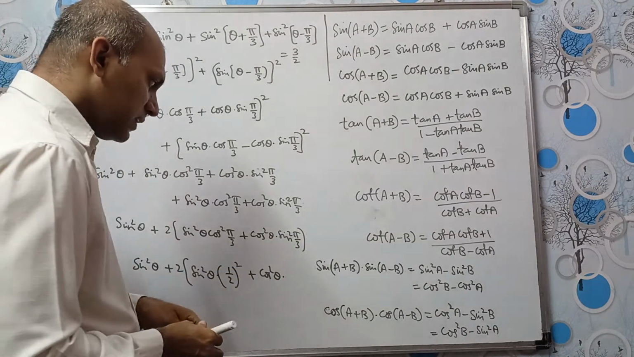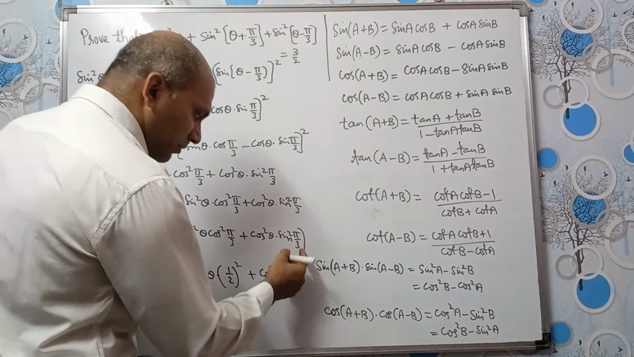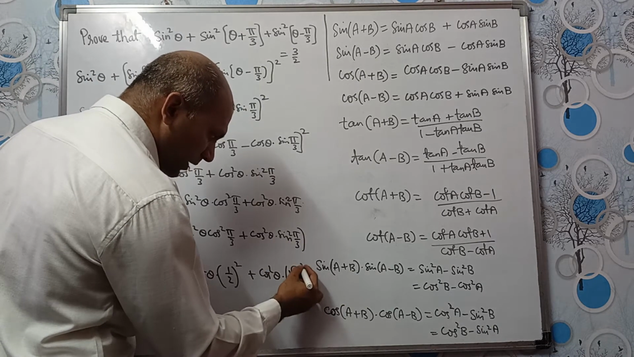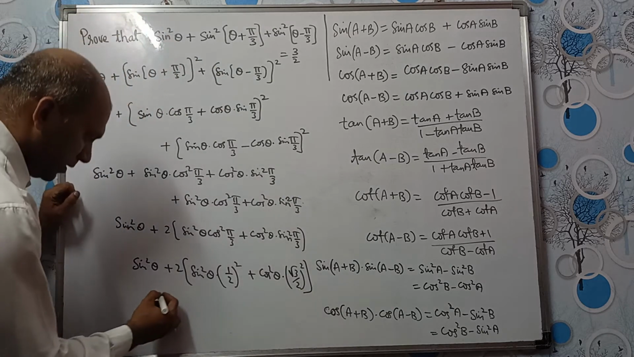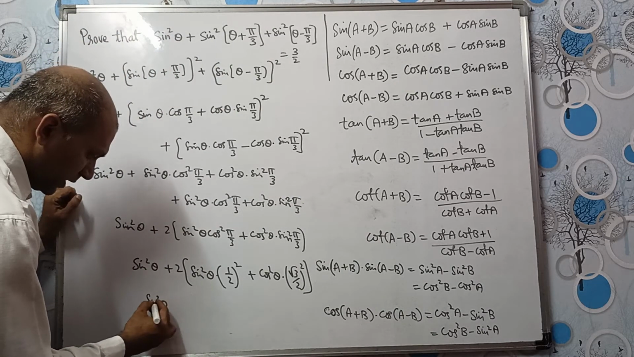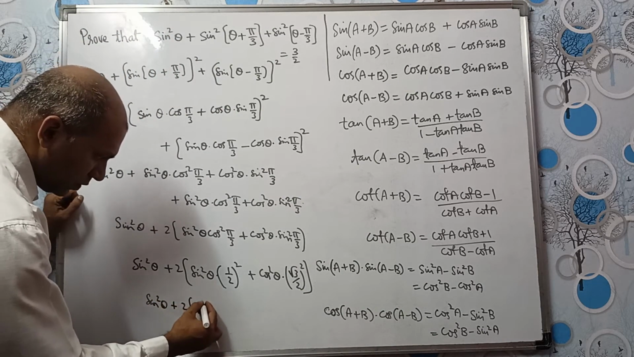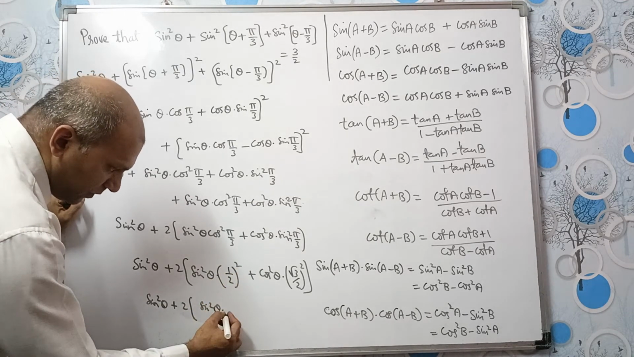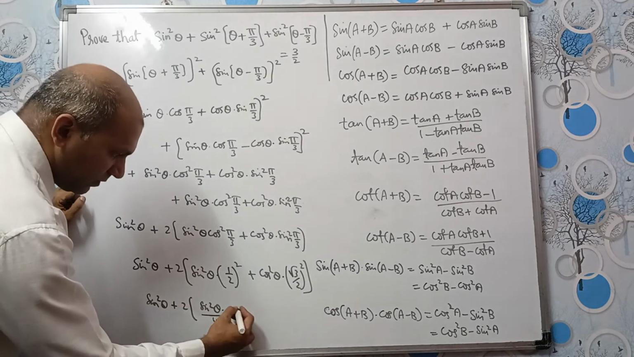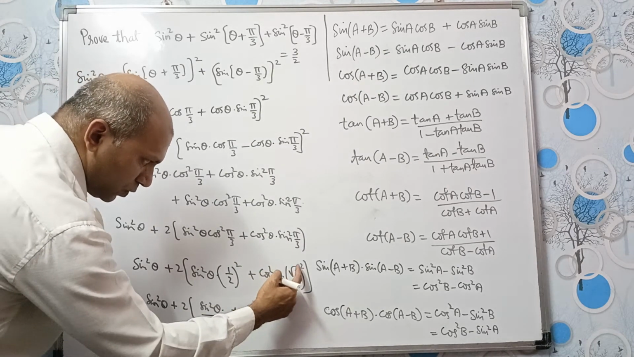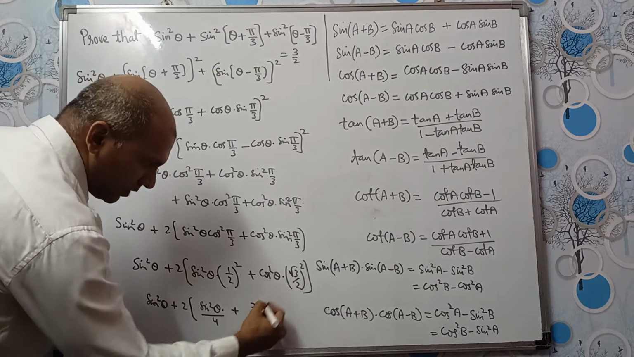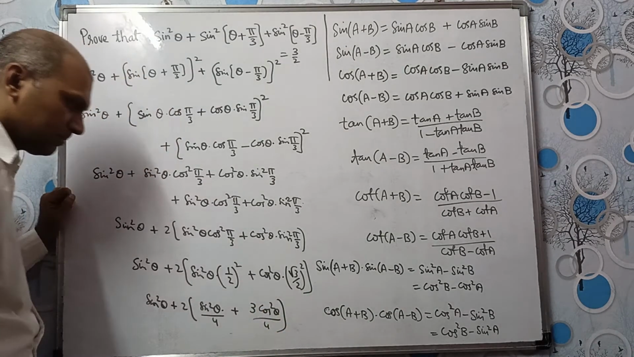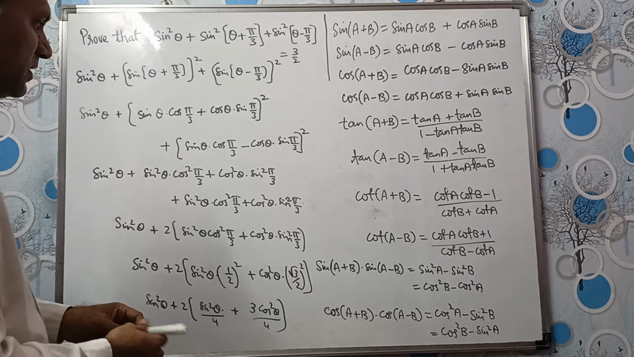What is sin²(π/3)? π/3 is 60. Sin 60 is root 3 by 2. So this is (root 3 by 2) whole square. So we have sin²θ plus 2 into sin²θ multiplied by 1 square by 4, so this will be divided by 4, plus here root 3 square will be 3, cos²θ divided by 4 will be left here. Okay, I hope this is clear.